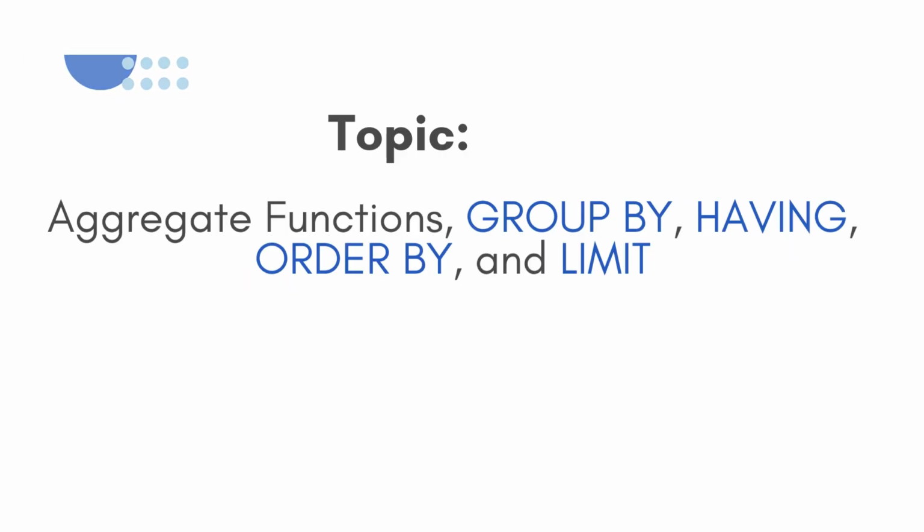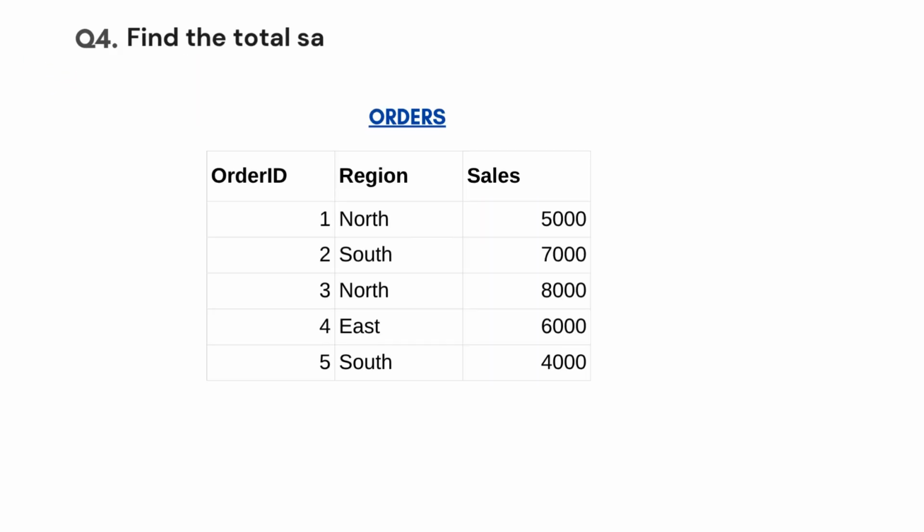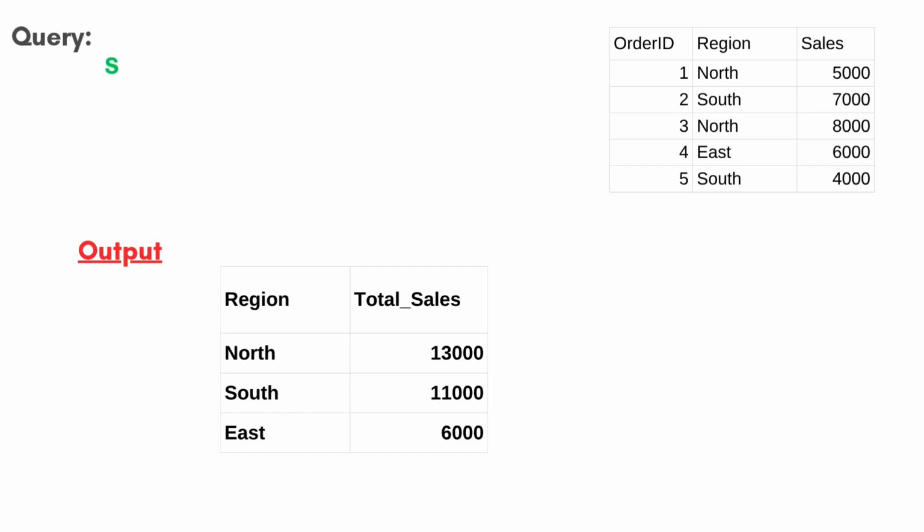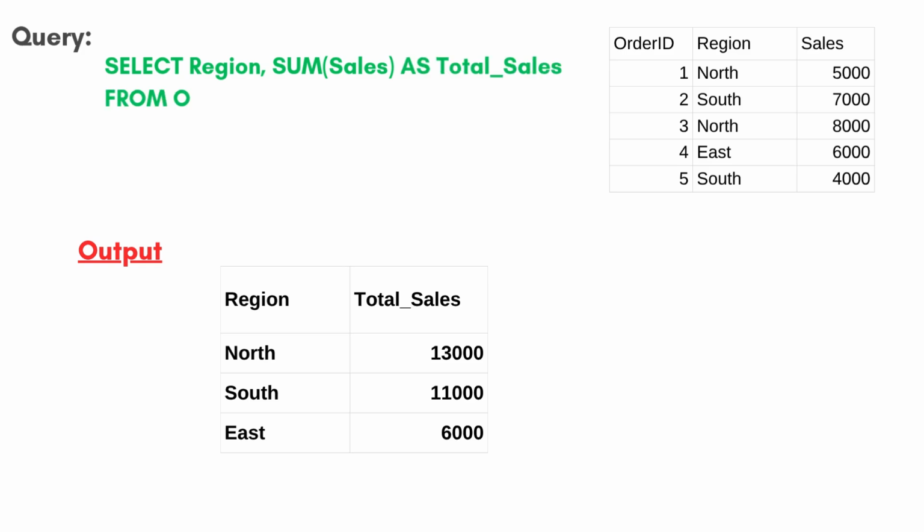So our next question is, find the total sales from each region. The table has 3 columns, order ID, region and sales, and a total of 5 rows. From this table we have to find out the total sales from each region. It has a total of 3 regions, east, north, south. So the output must be north, south and east, because these are the rows that fulfill the criteria. Here we use the sum function to total all sales for each region using group by. It helps summarize data effectively.